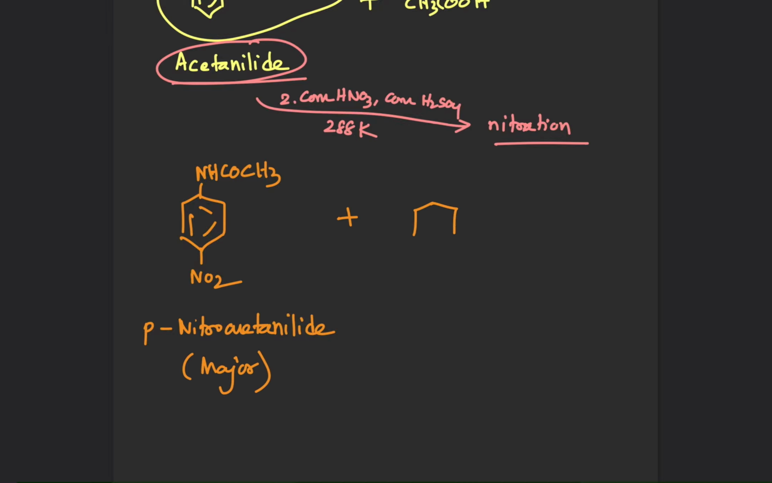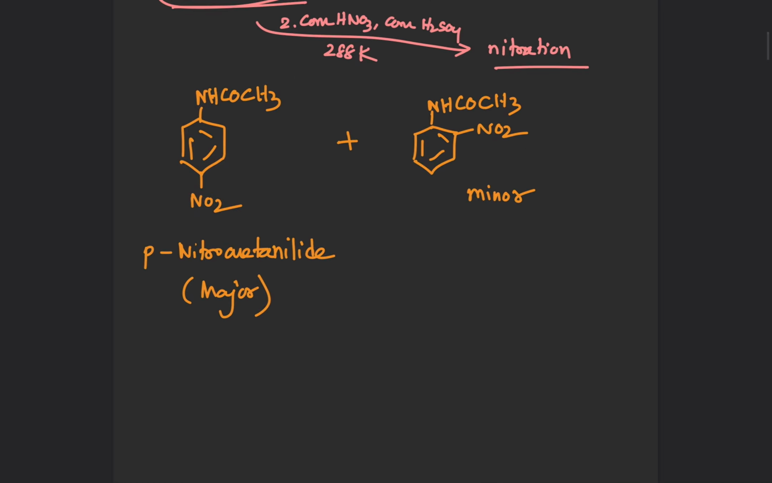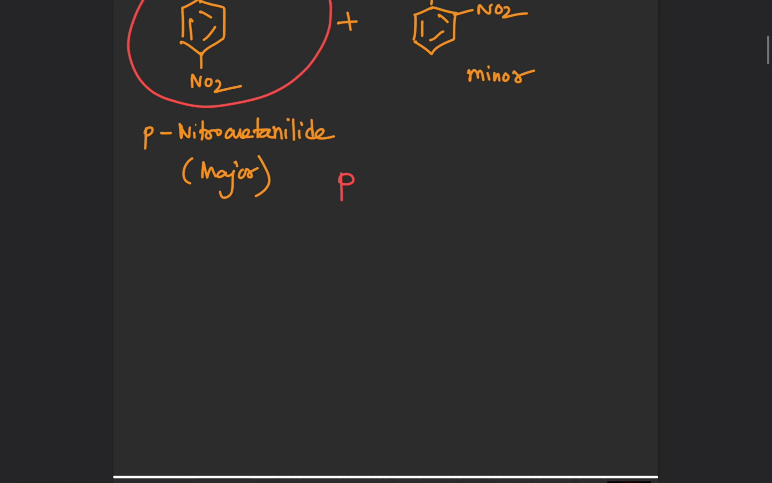We also get side products, that is NHCOCH3, and in the ortho position we have NO2. So this is known as ortho nitroacetanilide. So this is the minor product. Okay, cool. So since in the question they have mentioned that P, Q, S and T are the major products, therefore this guy is my P. Okay, and then we are subjecting it to acidic hydrolysis.